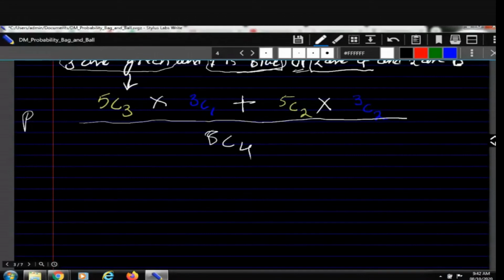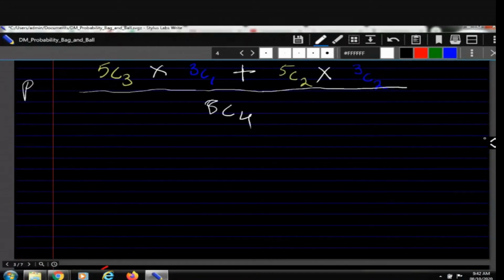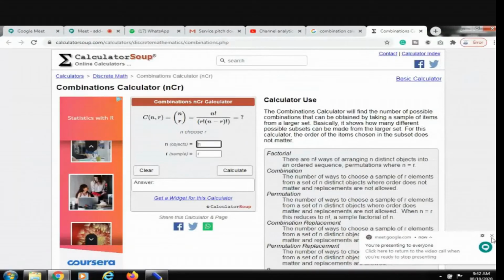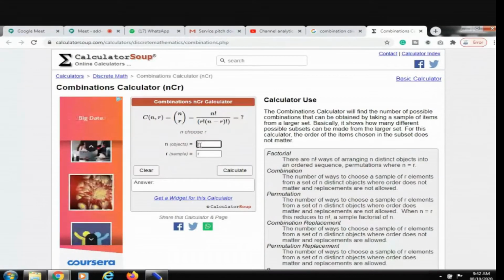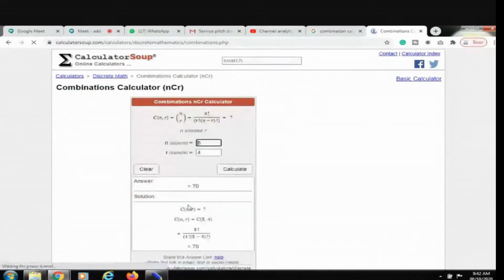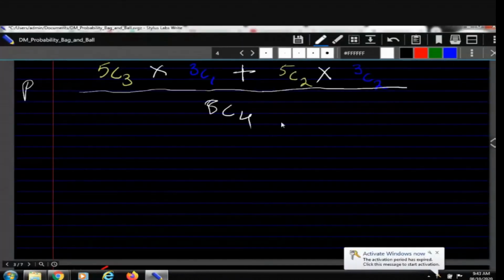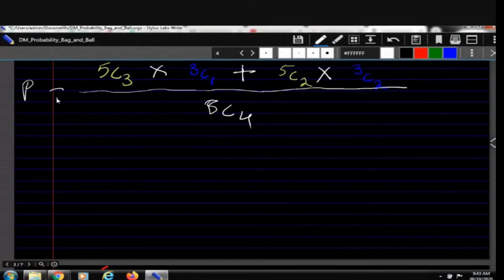Now we'll solve this and get the answer. The calculation will require more time if you solve it manually, otherwise you can use a calculator. There are some tools available online that will calculate combinations for you. You just put the value of n and the value of r. In your example, 8C4: you put 8, here you put 4, and say calculate, and it will give you the answer. The answer is 70. Like this, calculate all the terms and get the answer. I will keep this for you to write the answer.